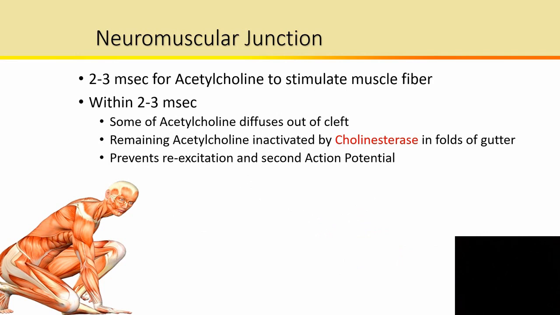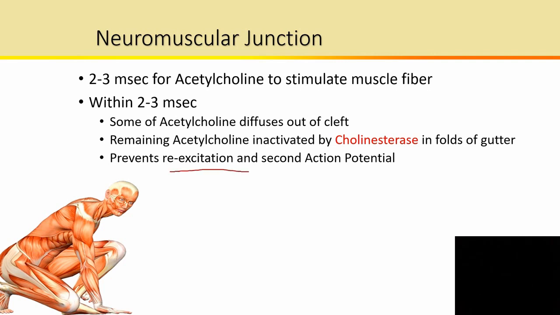It takes about 2 to 3 milliseconds for acetylcholine to stimulate a muscle fiber, which is really short, okay? And within that 2 to 3 milliseconds, some of the acetylcholine diffuses out of the cleft, so it's lost. The remaining acetylcholine that stays inside the synaptic cleft gets inactivated by cholinesterase, which is sort of hiding in these little secondary synaptic gutters and these little folds of the gutter, and it'll break down the acetylcholine, and that choline can then be put back into the area of the axon terminal to make more. And this prevents a re-excitation.